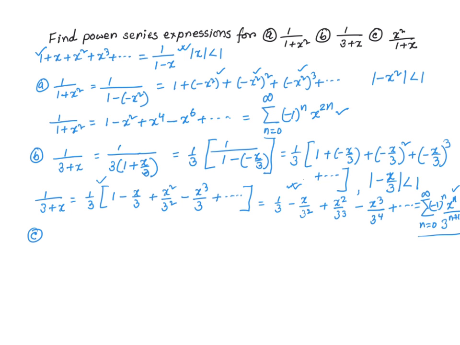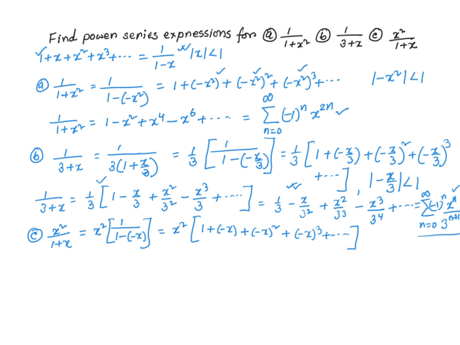So the last one, c, is going to be x squared over 1 plus x. This is not too hard either. You could factor out the x squared. That's going to give you 1 over 1 plus x, but I could rewrite it as 1 over 1 minus negative x. And now again, there's going to be x squared times 1 plus negative x plus negative x whole squared plus negative x whole cubed plus dot dot dot. Okay, and of course our assumption here is that absolute value of negative x is less than 1.